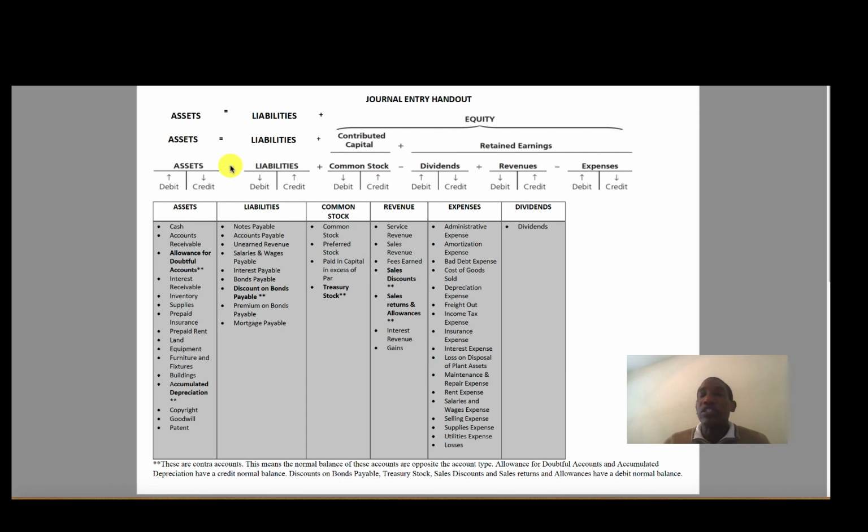And you notice this equal sign here. What that means is everything on the left must always equal everything on the right. That's what we call the accounting equation in balance. So the total assets must always equal liabilities plus common stock minus dividends plus revenues minus expenses. When we compute everything on the right side and get a number, it must always equal what's on the left side, which is the assets. So that's the expanded accounting equation.